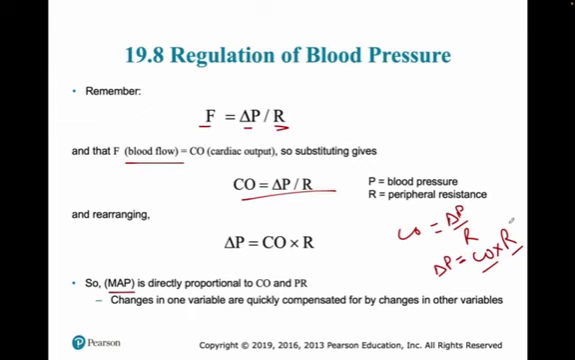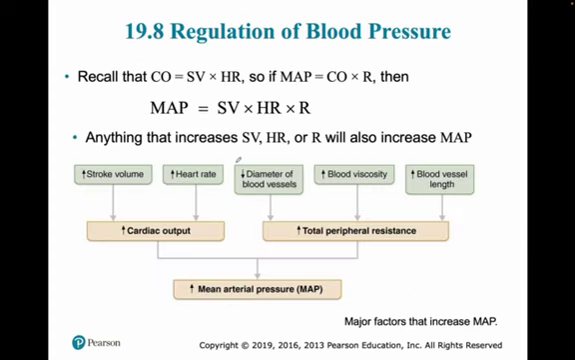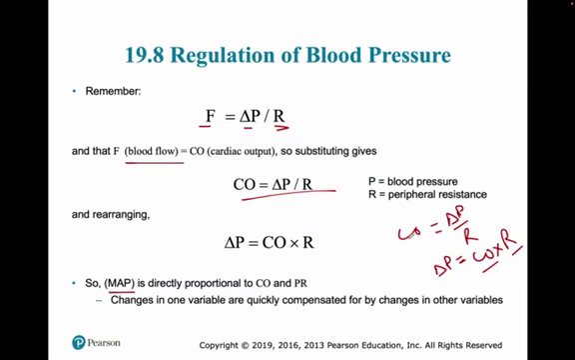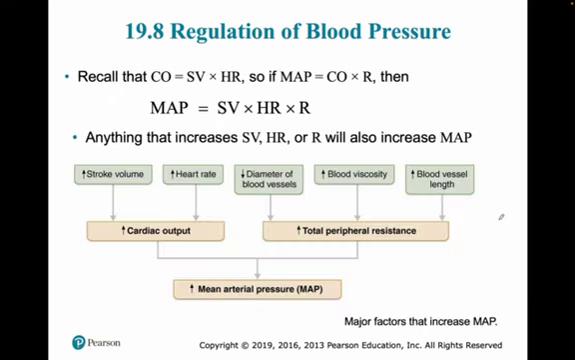So if one variable changes, everything else will change. You change pressure, these change. You change resistance, everything will change. So again, keep in mind that del P is equal to cardiac output times R, right? And we have learned previously that cardiac output is a product of stroke volume and heart rate. So if you replace cardiac output with this, MAP is a combination of stroke volume times heart rate times resistance, right?